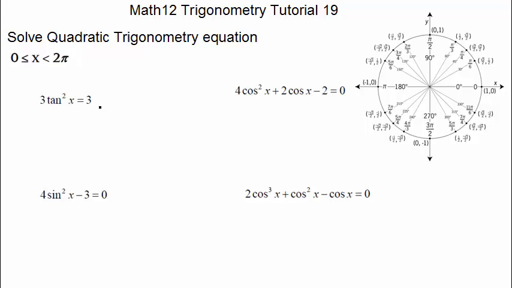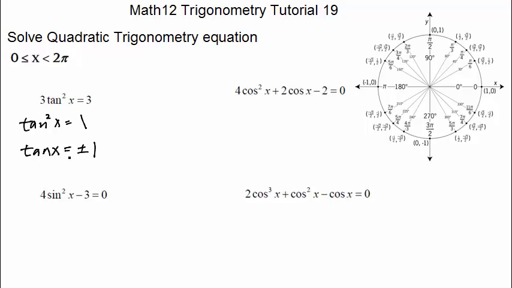Okay, number one, 3 tangent square theta equal to 3. First things first, we divide 3 to the other side. Tangent square x just equal to 1. So tangent x, taking the square root of both sides, will be equal to positive or negative 1. So tangent x equal to positive 1 and tangent x equal to negative 1. Let's solve this. By Alex's request, we put this unit circle here so we can check it out.